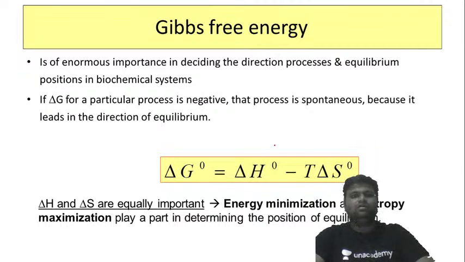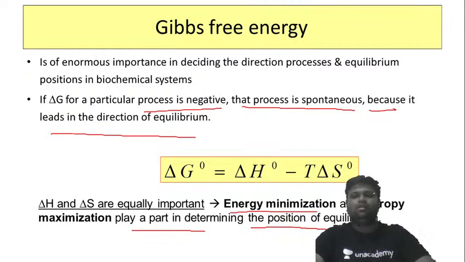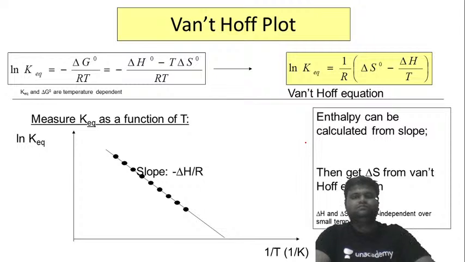This is again the Gibbs. If the delta G for a particular process is negative, that process is spontaneous because it leads in the direction of equilibrium. And energy minimization and entropy maximization play an important part in determining the position of the equilibrium. There is one more equation for calculating the Gibbs free energy, which is given by delta G equals minus RT ln K equilibrium. We'll be seeing this slide again.